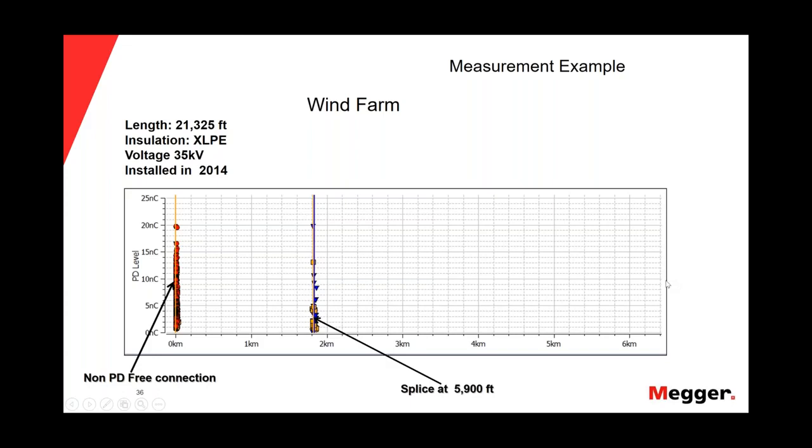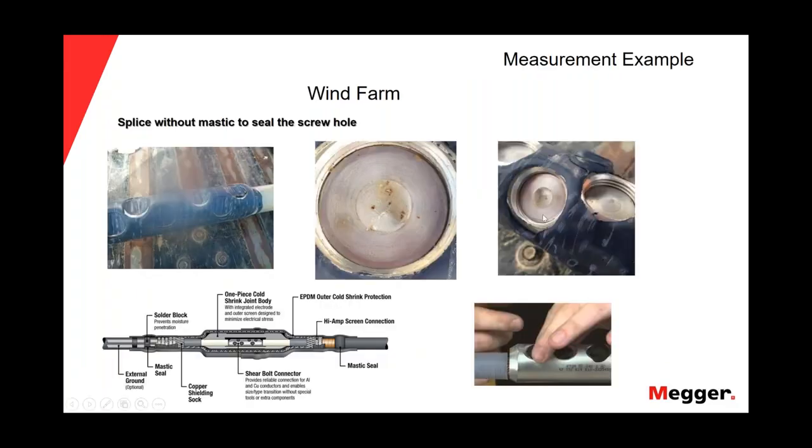When we took out the splice, the joint, we saw that the person who made this splice didn't put the mastic to seal the screw hole. You can see here the screw holes. Sometimes in the connectors, you need to put a mastic to seal those holes. They didn't do it in this splice, and that was the reason for the partial discharge activity in the measurement.